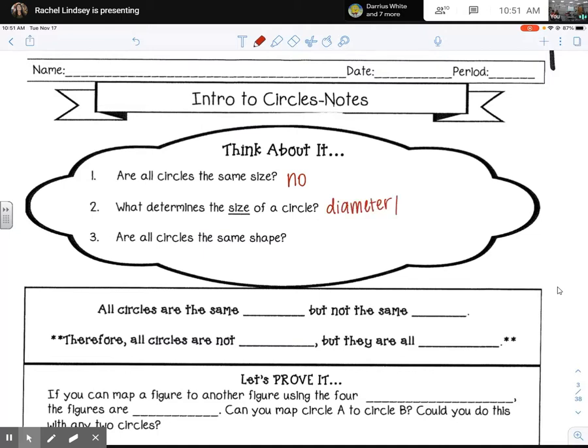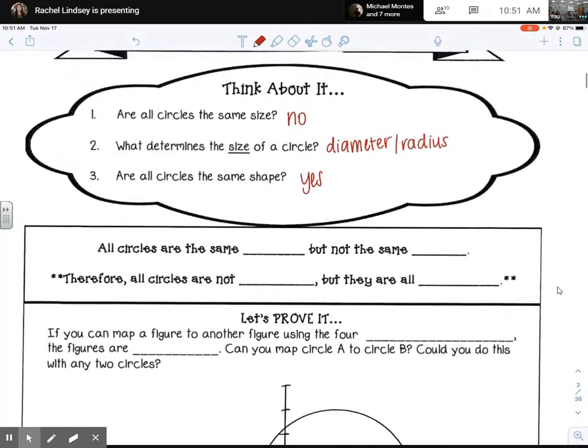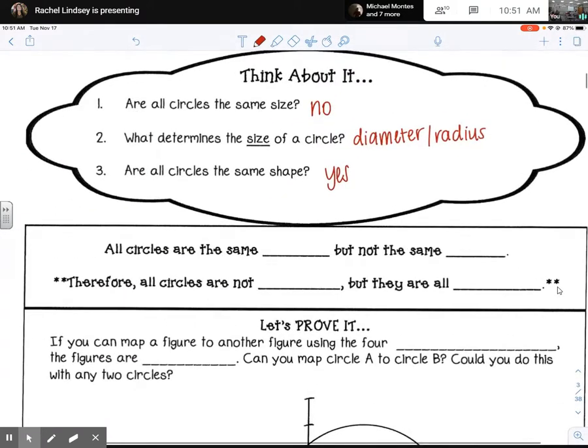Remember, the radius is just half of the diameter. It's from the center to the side. So then, are all circles the same shape? Yes, because they're all circles, right? Unless you have an adjacent circle. So all circles are the same shape but not the same size, which means that circles are not congruent, they're similar.